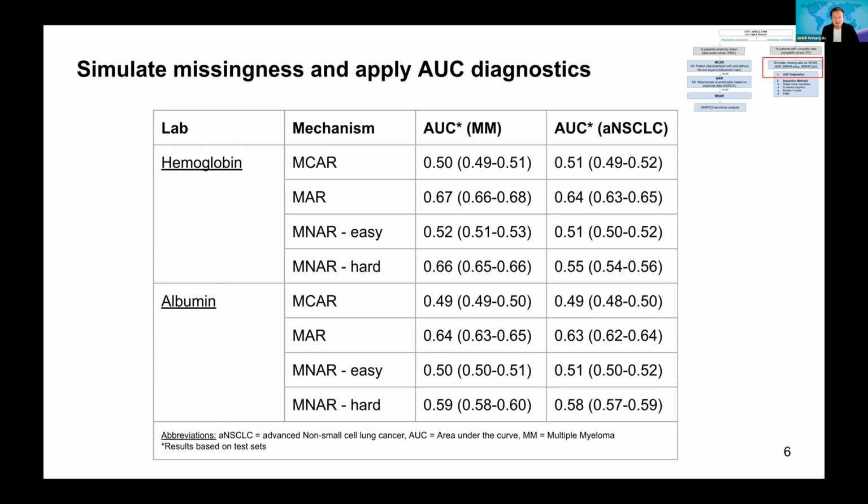And in contrast, there seemed to be a moderate predictability for missingness at random, with AUC values ranging between 0.63 and 0.67, which is plausible due to the missingness being a direct function of observed data. However, we also observed higher AUC values in not only missingness at random, but also in what I just described as MNAR-hard.